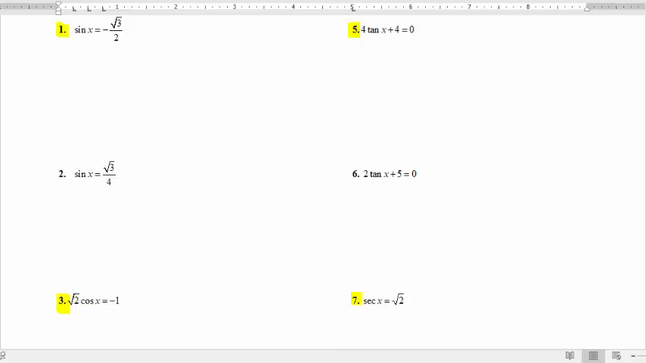So if you recall from our last video, we had said that numbers 1, 3, 5, and 7 on this review sheet were exact solutions, right? They yielded exact solutions because they all dealt with trig wheel values, okay?